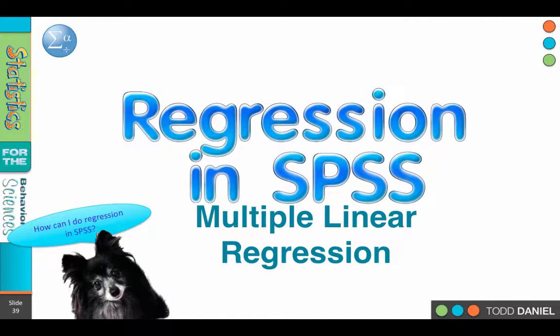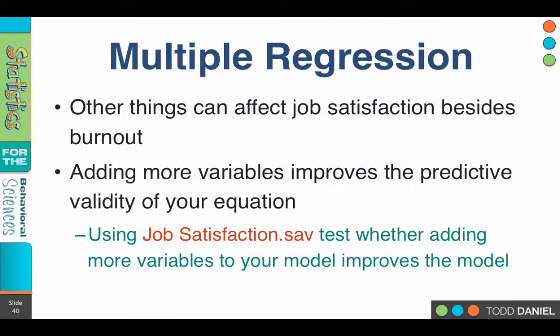So now that we understand how to do simple linear regression in SPSS, let's turn our attention to something a bit more complicated. It's called multiple linear regression. But although it's more complicated, it's much more real world. You know that other things can affect job satisfaction besides just burnout.